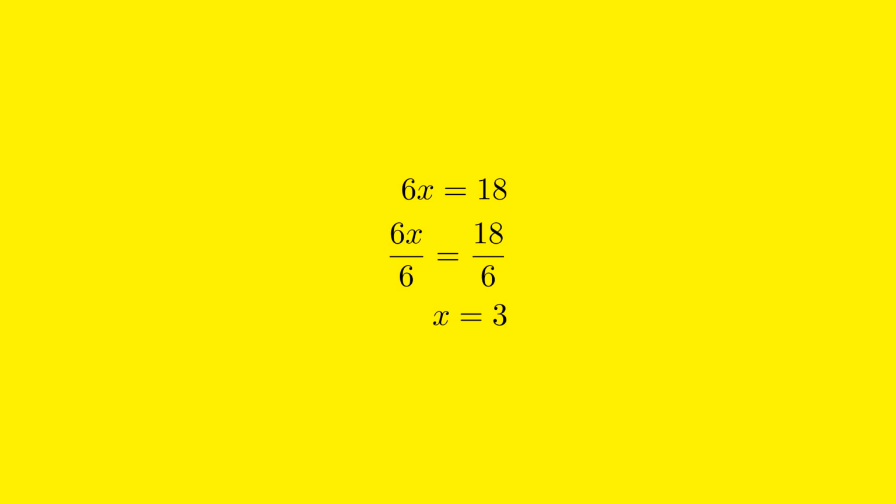On the right-hand side, we need to divide 18 by 6. 18 divided by 6 equals 3, so the right-hand side becomes 3. Now our equation is simplified to x equals 3. This is the final step, and we have completely solved for x. Therefore, the value of x is 3.